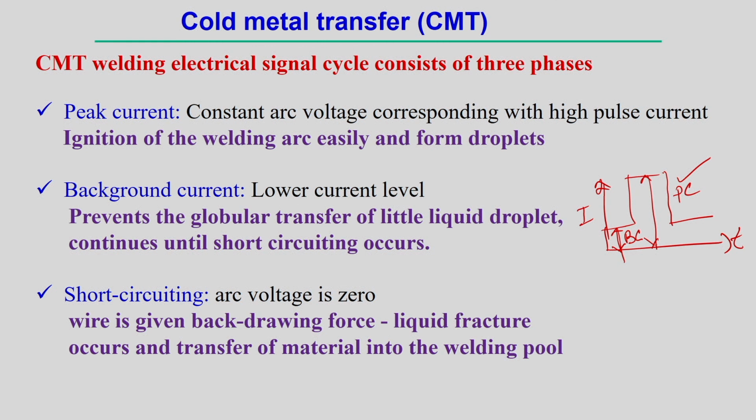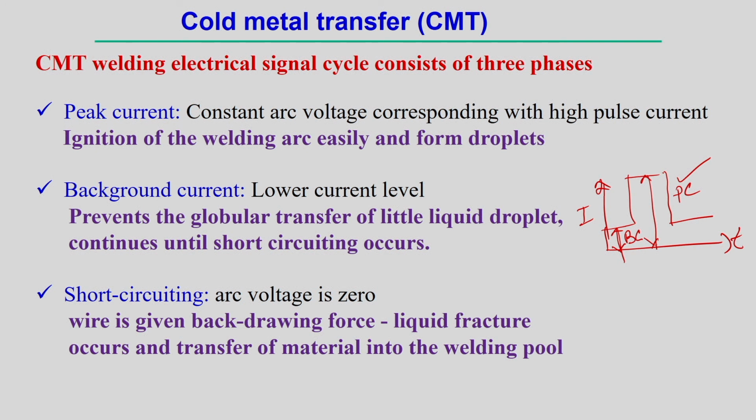The lower background current is followed until the short circuit occurs. That means whatever droplet has been created with the application of the high peak current will try to touch the workpiece material. Once it touches the workpiece material, the short circuiting happens. Therefore, until the short circuiting happens, the low background current is maintained.